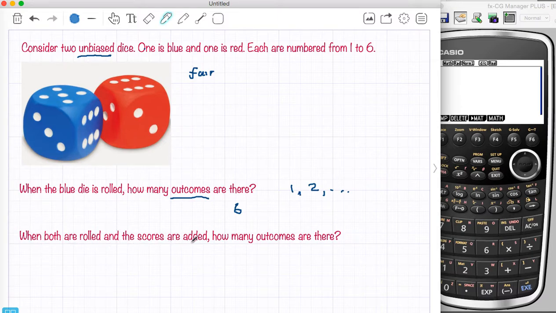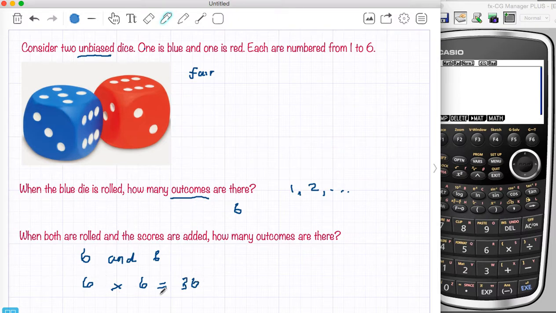When both dice are rolled and the scores are added, how many outcomes are there? We have 6 on the blue dice, and we have another 6 on this dice. Now we don't add these, we actually multiply them together, and you'll find out later that anything where you have "and" in probability is multiply. So 6 outcomes with the first dice and 6 outcomes with the second is 36.